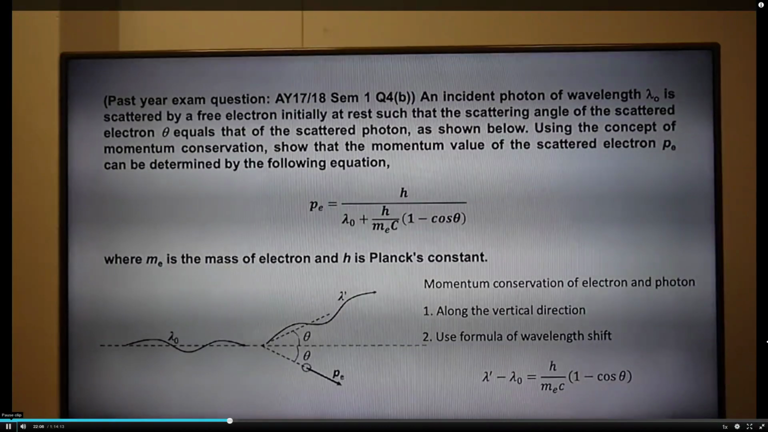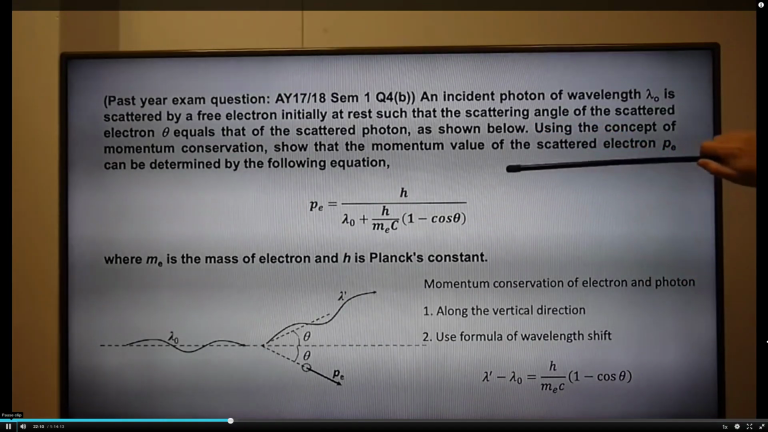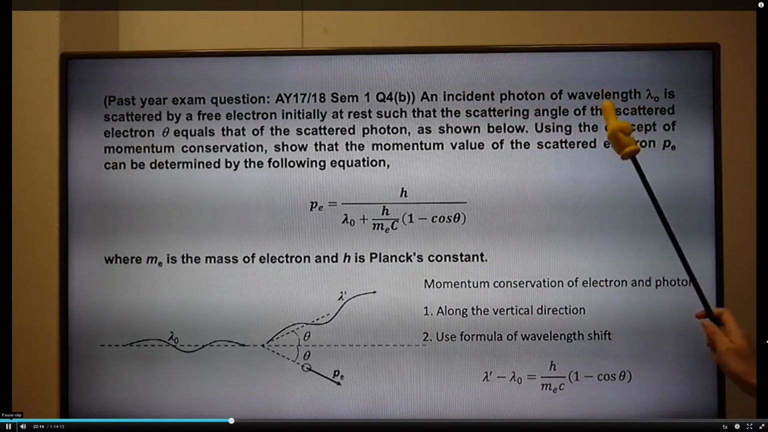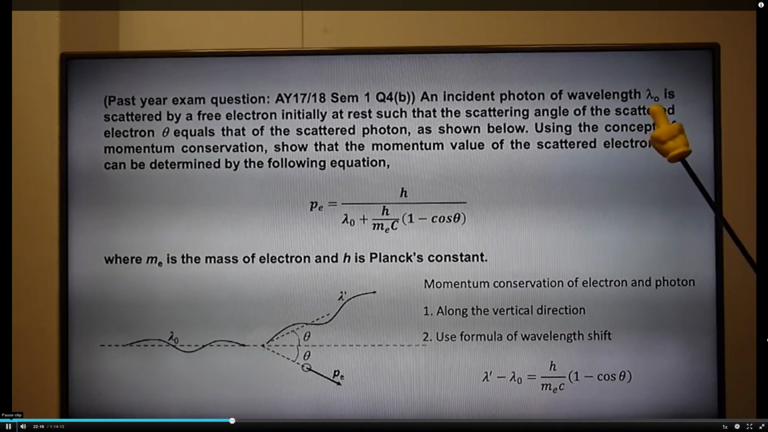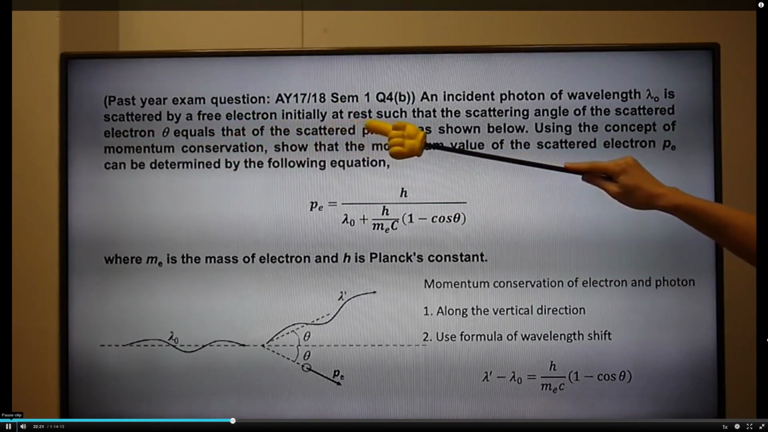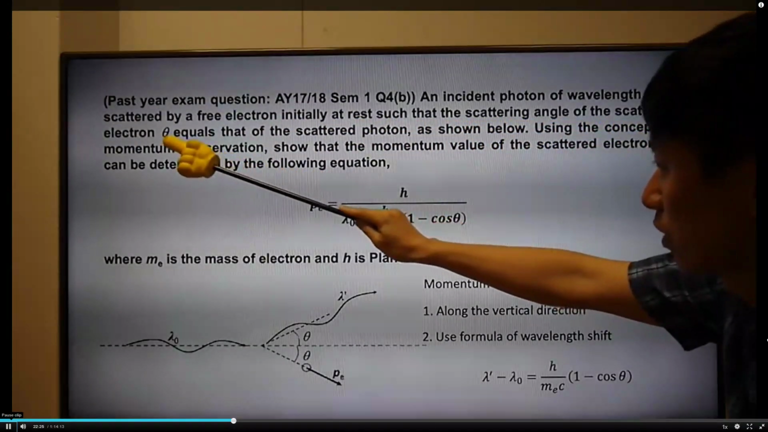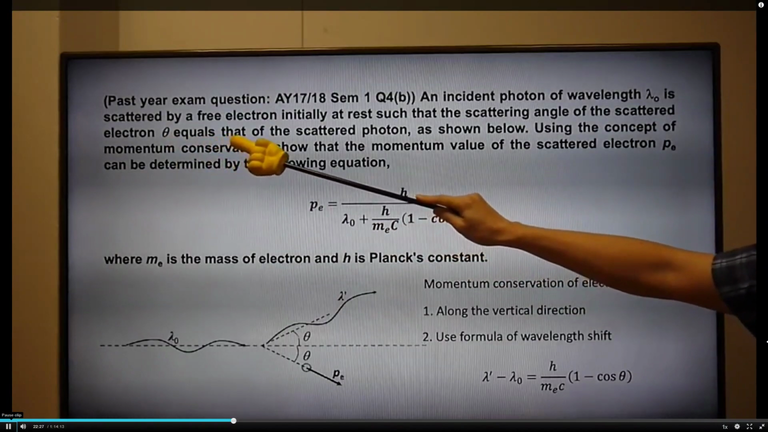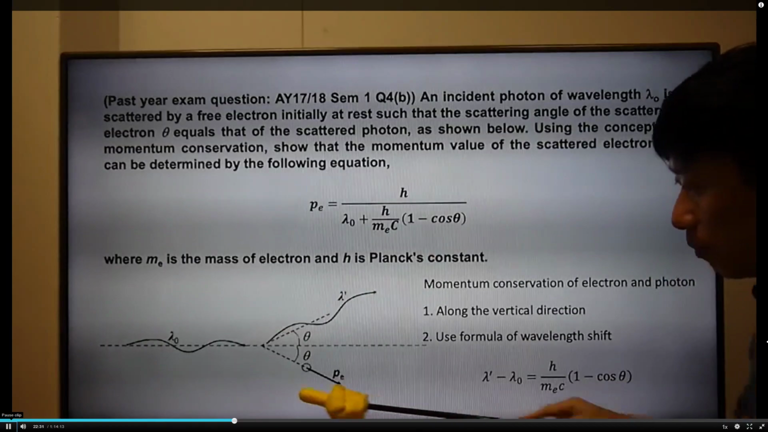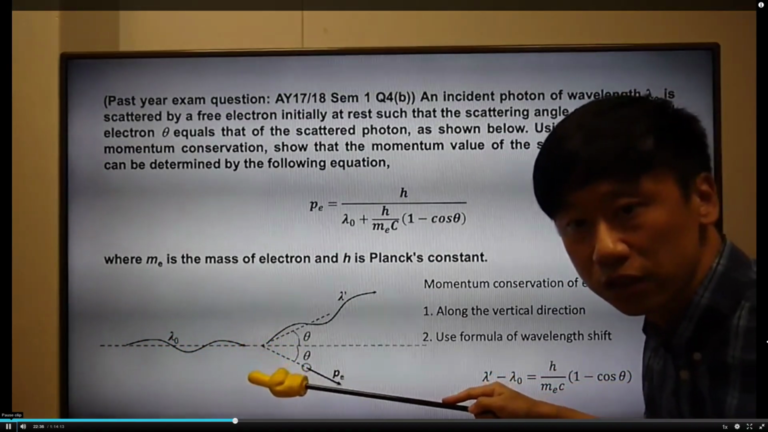Okay, then let's move on to the next question. This is also a past year exam question. An incident photon of wavelength lambda 0 is scattered by a free electron initially at rest, such that the scattering angle of the scattered electron theta equals that of the scattered photon, as shown below. So we have the incident photon and its wavelength is lambda 0.